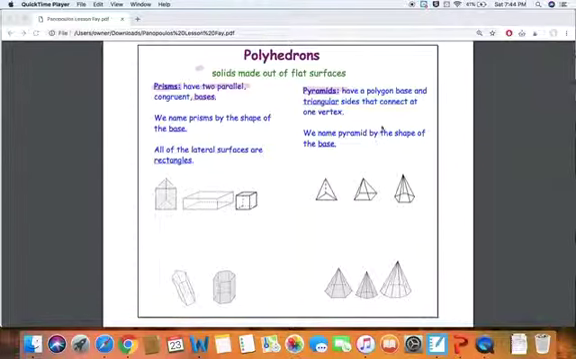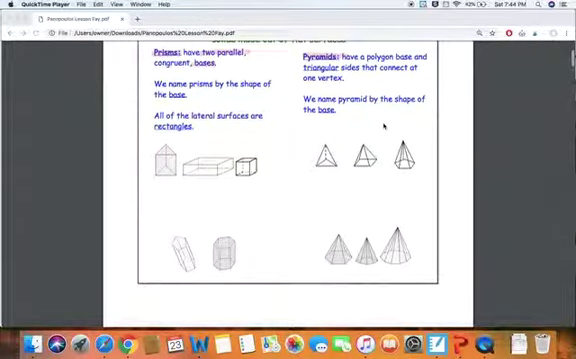Let's move over to pyramids here. Pyramids are pretty similar, but they only have one base instead of two, and they lead up to a point for that second part. And what that means for the sides is that they're not rectangles, but they're actually triangular sides now. So the official definition: pyramids have a polygon base and triangular sides that connect at one vertex. So how we name these pyramids is the same way that we do with the prisms. We name these pyramids by the shape of the base. So we have a bunch of different examples here.